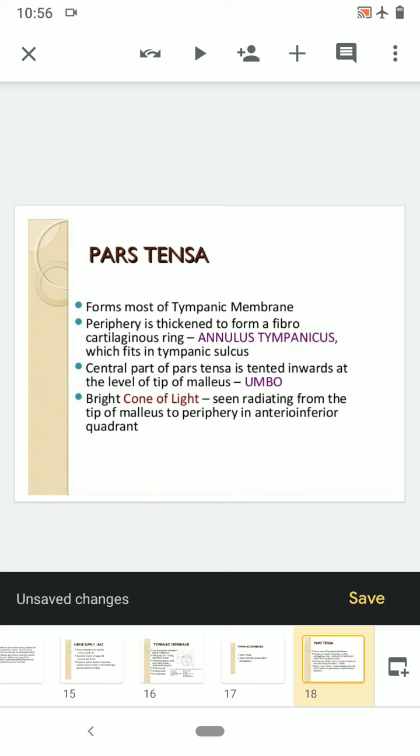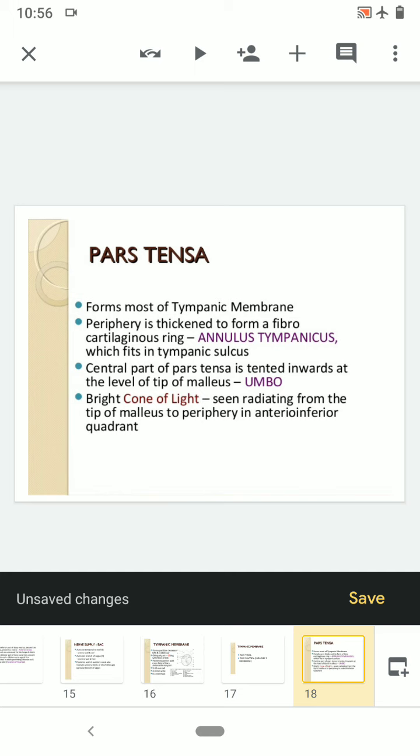The central part of this pars tensa is tented inwards, that is, towards the middle ear, because the handle of the malleus is attached to the central part of the inner surface of this tympanic membrane. That results in the formation of something called the umbo, and keeps the tympanic membrane quite tense and pulled inwards, and that tension in the tympanic membrane is necessary for its vibration.